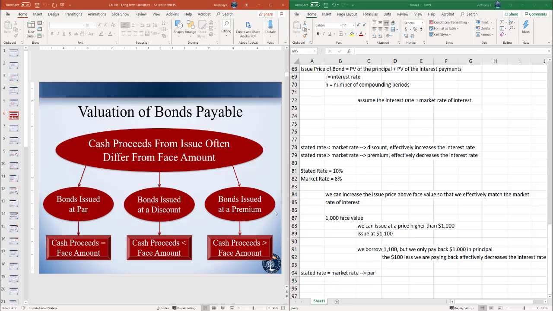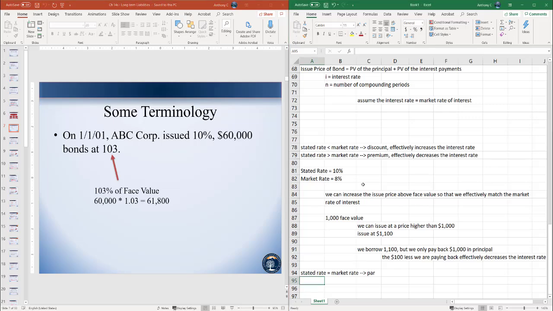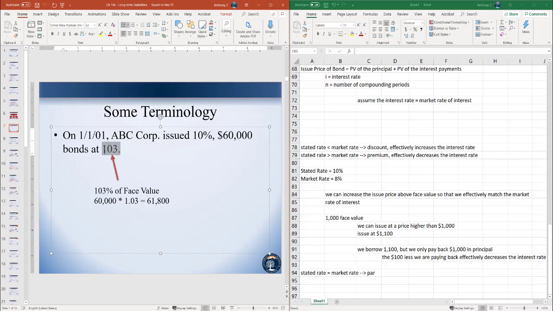Okay, but just to sum up here, bonds can be issued at a par, a discount, or a premium, depending on the stated rate and the market rate. Yeah, so just some terminology we need to cover before we move on. So let's just say on January 1st, 2001, ABC Corporation issued 10% $60,000 bonds at 103. All right, so this 103 here just means it's at 103% of face value.